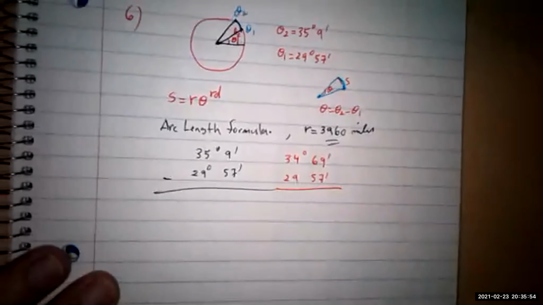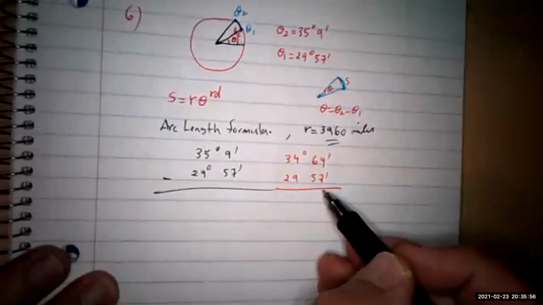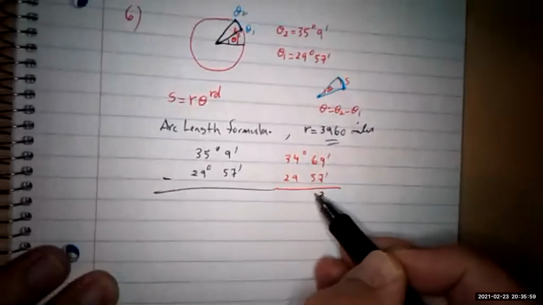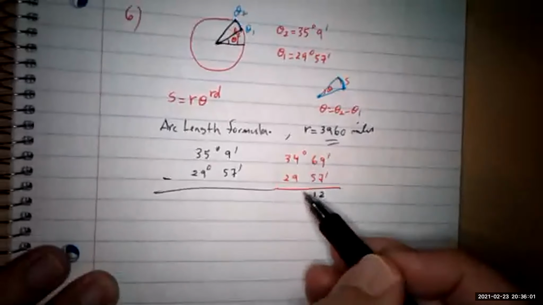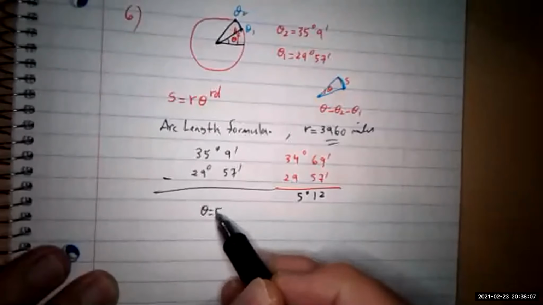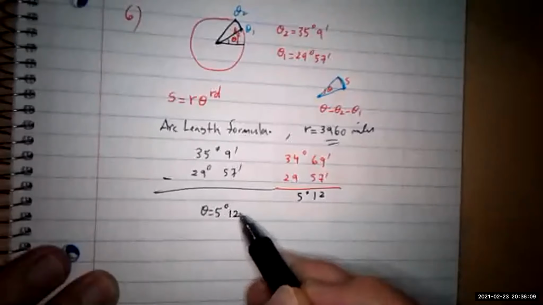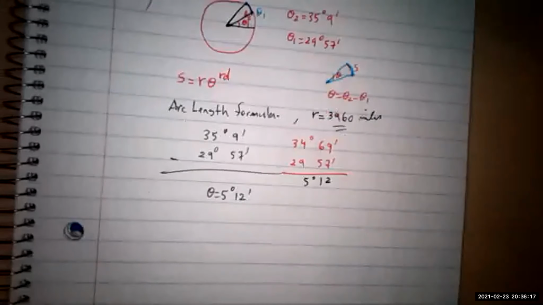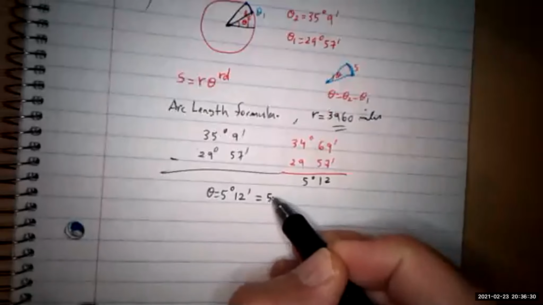You subtract it first. So that gives you 2 and 1, and over here we get the 5. So theta is going to be 5 degrees and 12 minutes. So you have to change it. We have to change it to the degree first, and then to radian. To change it into the degree, we have the 12 and we divide it over 60.